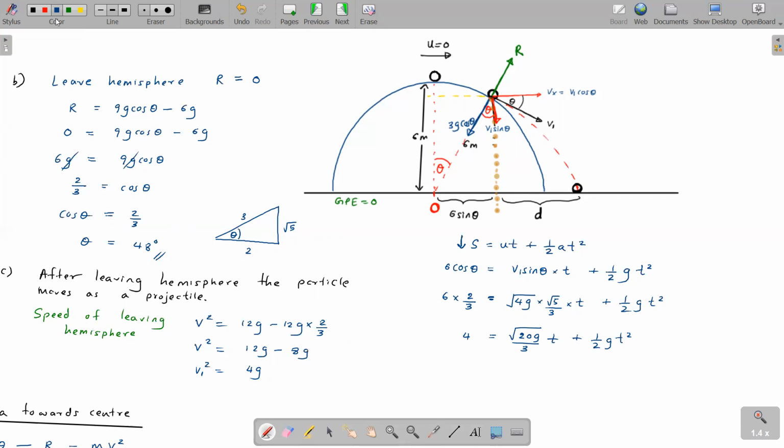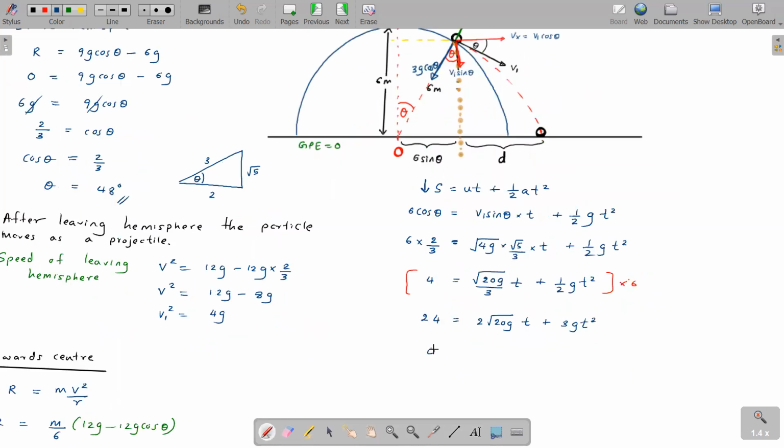I'll multiply everything by 6 because of the denominators 2 and 3. So I get 6 times 4 is 24, and 3 times 2, so it's 2 root 20g times t plus 3gt squared. All right, guys, so we have a quadratic equation: 3gt squared plus 2 root 20g times t minus 24.